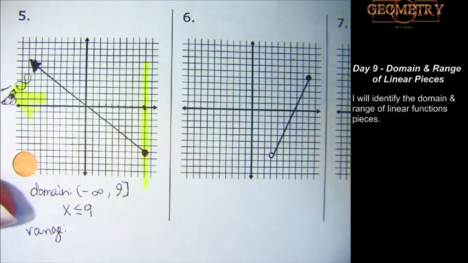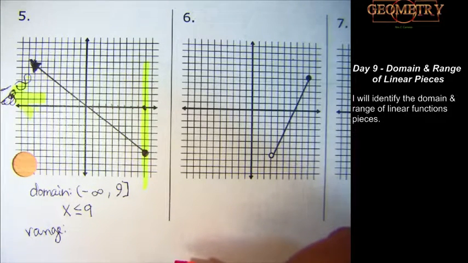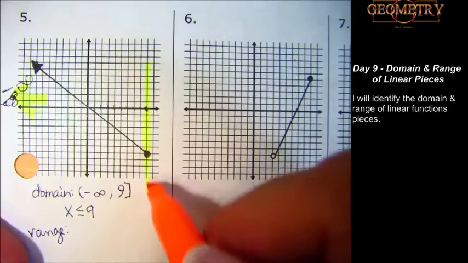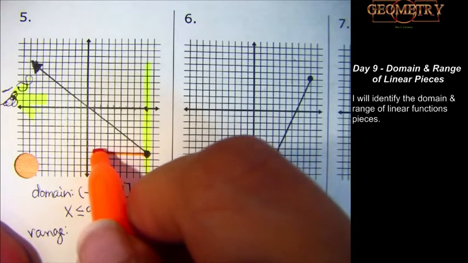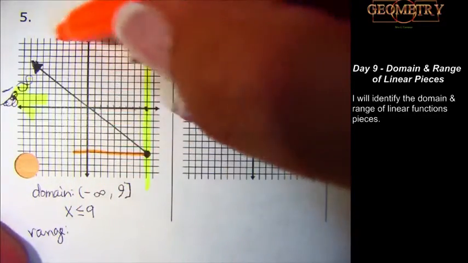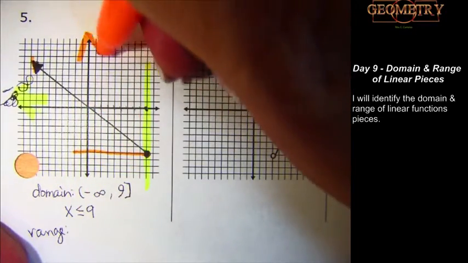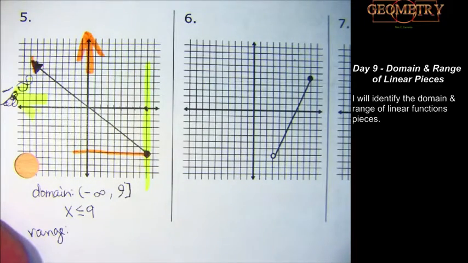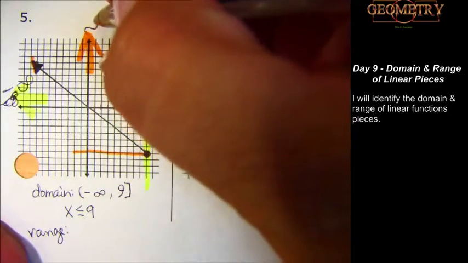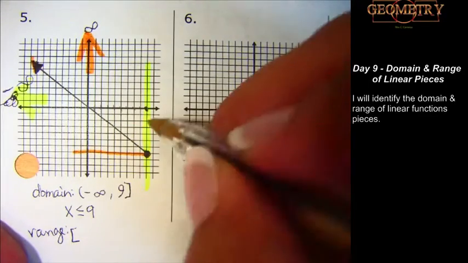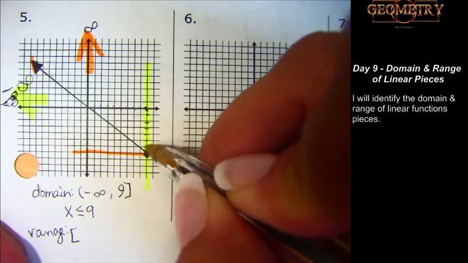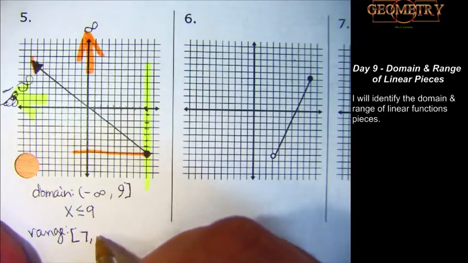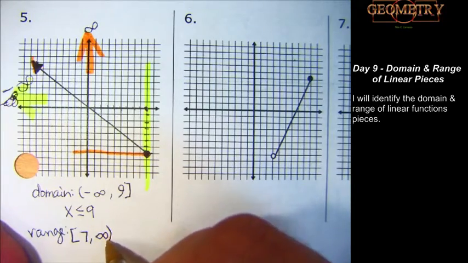All right, let's look at the range now. I'm going to use the same idea. I'm going to start with the smallest possible range value and look for the greatest possible range value. As I start at the bottom of the graph, I see that my graph starts here, and as I move up, I see my arrowhead again, so my range continues all the way to positive infinity. My range starts here at 1, 2, 3, 4, 5, 6, 7 and stretches all the way to positive infinity.